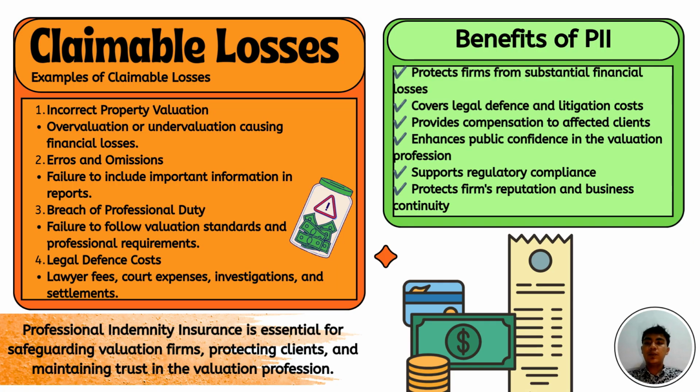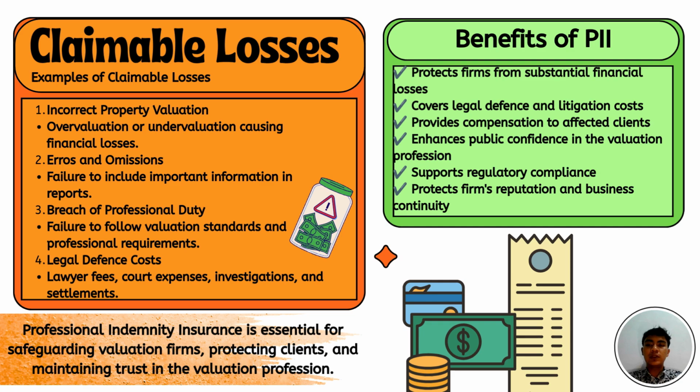Next, I will explain the example of claimable loss and the benefit of professional indemnity insurance. One example is an incorrect property valuation. If a property is overvalued or undervalued and this causes financial loss to a client or financial institution, a compensation claim may be made against the valuation firm.